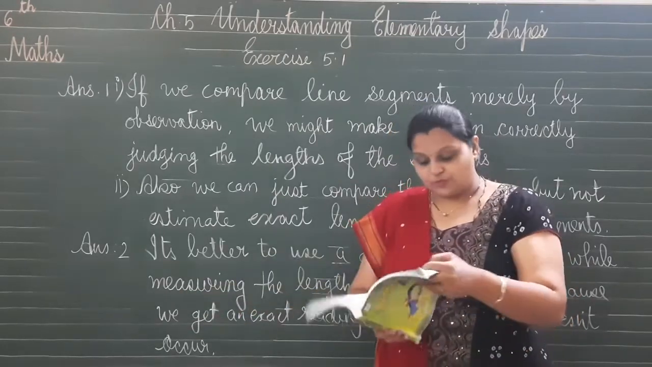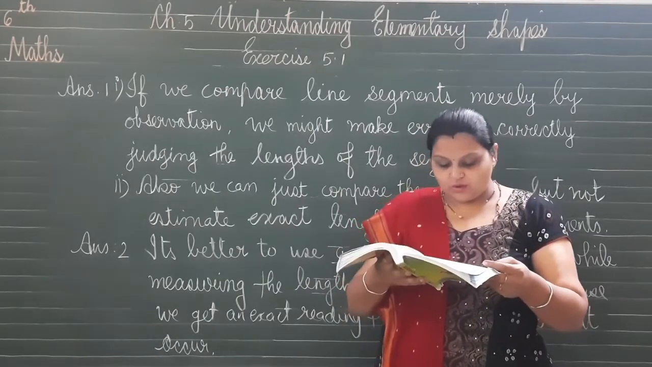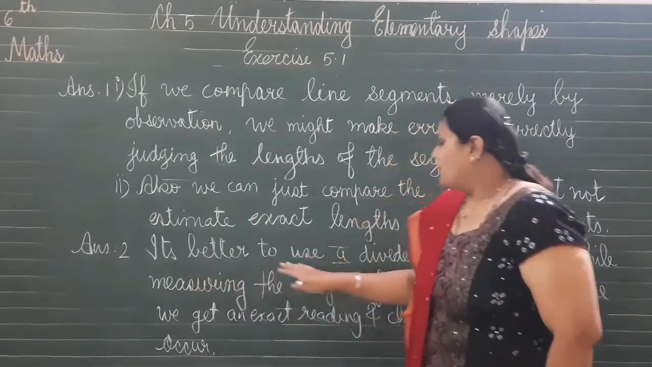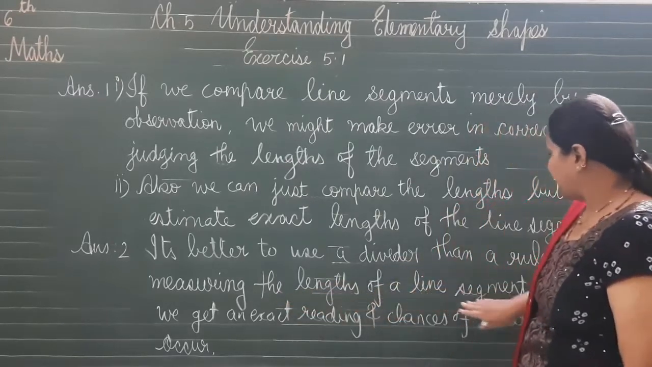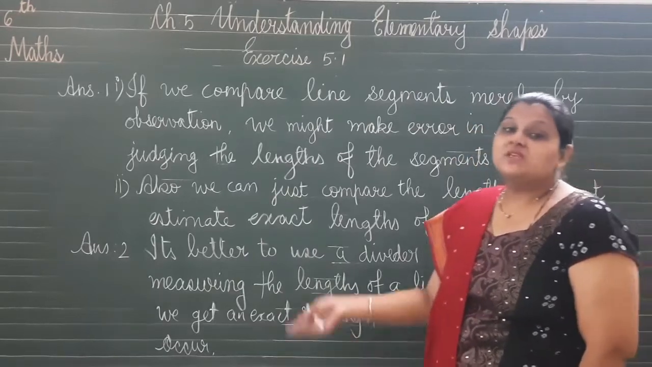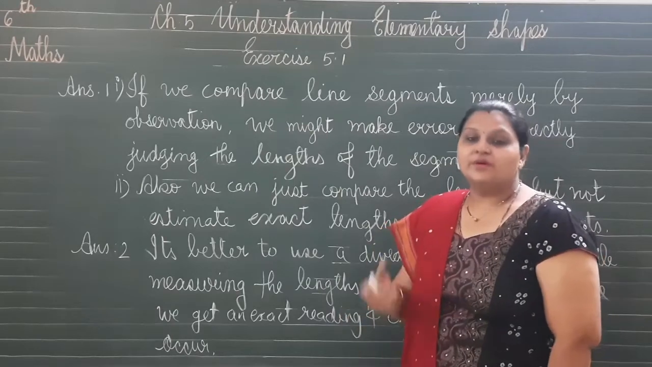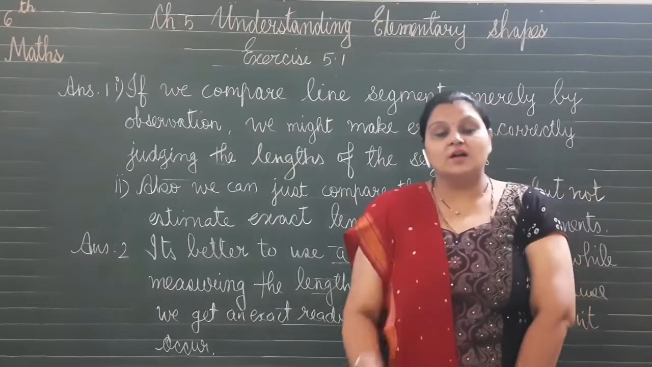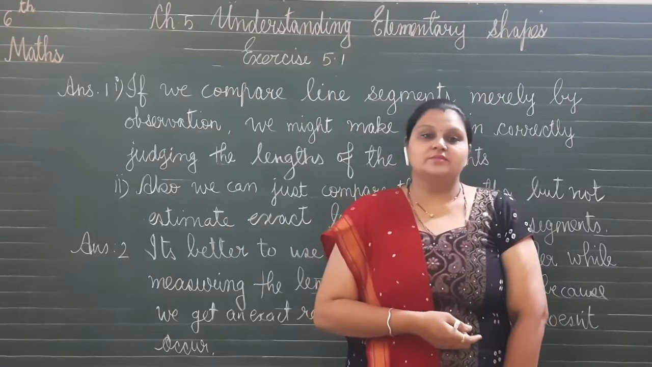Question number 2. Why it is better to use a divider than a ruler while measuring the length of line segments? It's better to use a divider than a ruler while measuring the length of the line segment because we get exact reading. By using divider, we will get the exact measure or a reading of the particular line segment, and chances of error does not occur. So less chances of error are there.